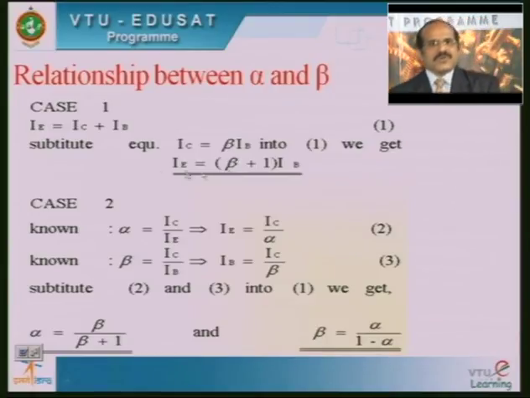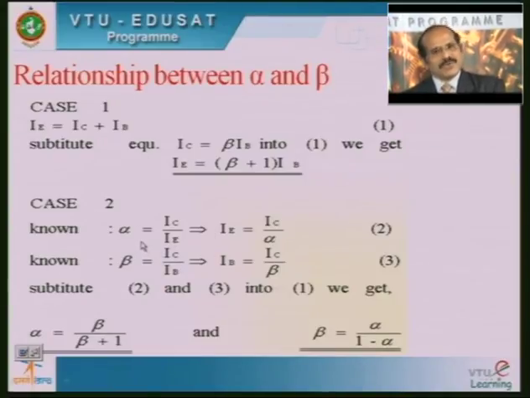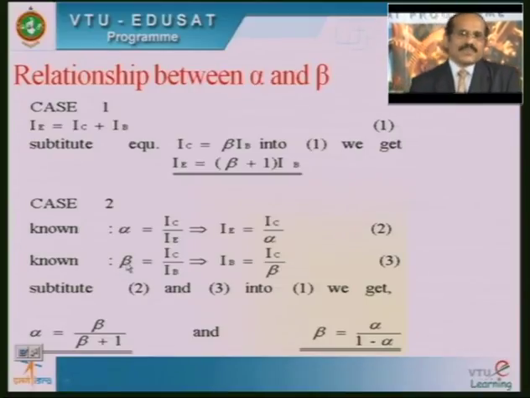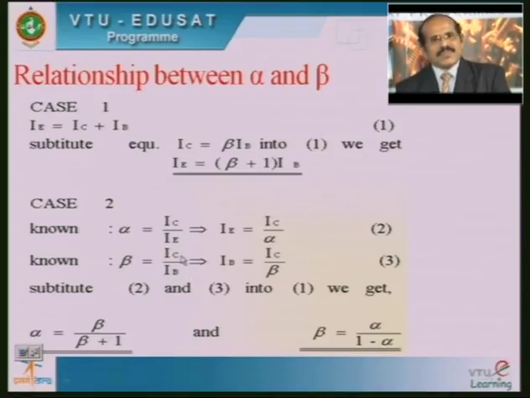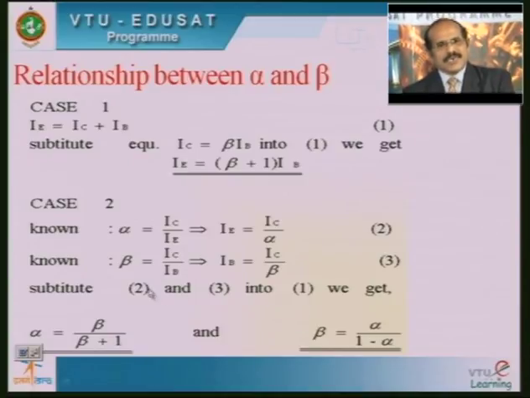Also we know that alpha, the common base DC current gain, is defined as the output current by the input current, that is collector current by the emitter current. So from this you can say that alpha equals IC by IE. You can assume it as equation 2. Similarly, we know that beta is the common emitter DC current gain, which is once again a ratio of the output current by the input current, but in common emitter the output is the collector current and the input is the base current. From this we can say that IB is equal to IC by beta. This you can assume as equation 3.